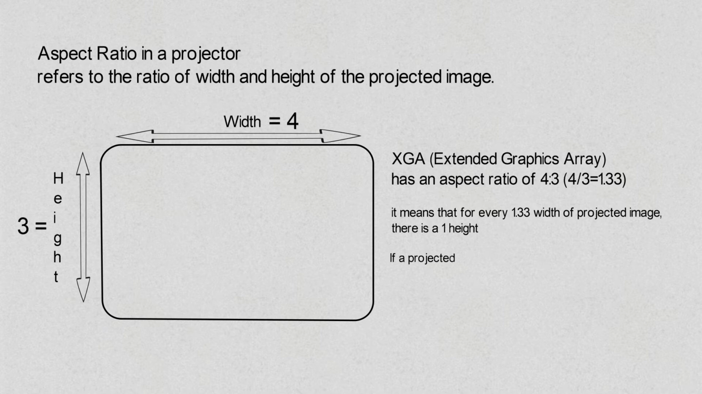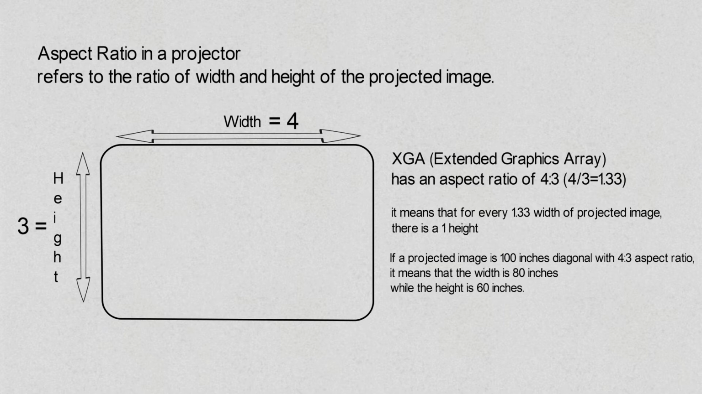If a projected image is 100 inches diagonal with 4:3 aspect ratio, it means that the width is 80 inches while the height is 60 inches.